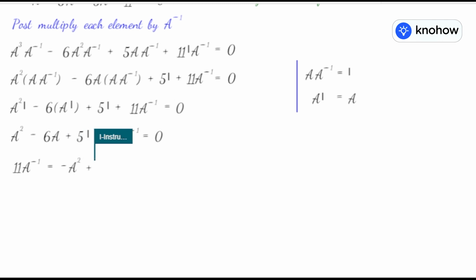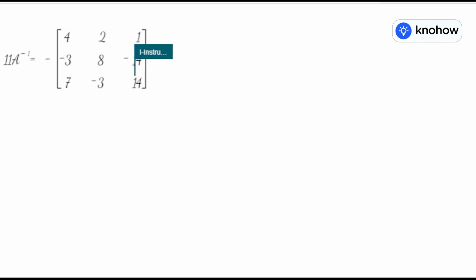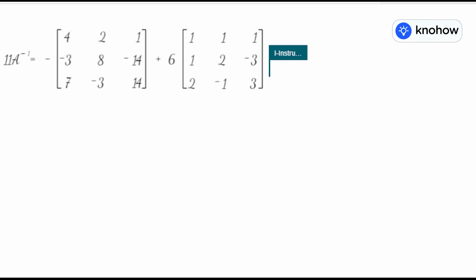So replacing the values, you get 11A inverse equal to negative times. You know the value of A square we have worked out as 4, 2, 1, negative 3, 8, negative 14, 7, minus 3, 14. Just check up from there. Similarly, 6 times the value of given matrix A, that is 1, 1, 1, 1, 2, negative 3, and 2, minus 1, 3. And of course, you know the identity matrix of the third order is 1, 0, 0, 0, 1, 0, and 0, 0, 1.